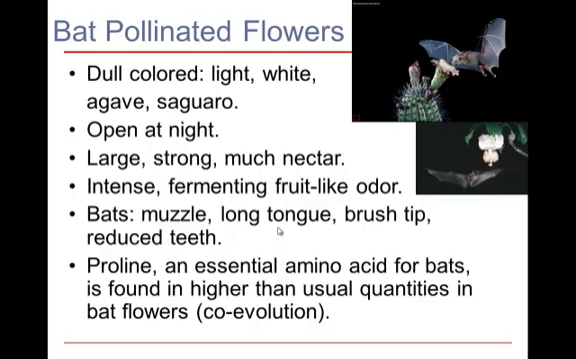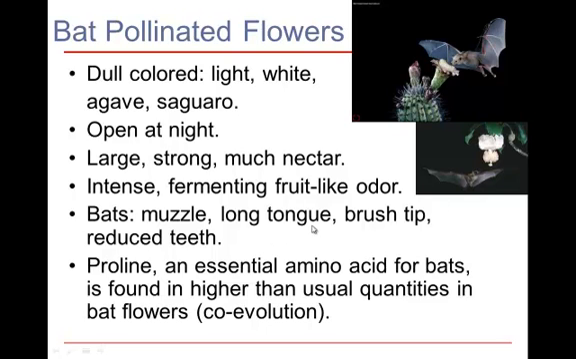The last category of flowers we're going to consider are bat-pollinated flowers. Like moth-pollinated flowers, these are white, and they open at night. They tend to be very large and strong because bats beat around and bump into them, and they produce large amounts of nectar. They have typically an intense, almost fermentation smell that's fruit-like. Bats have a muzzle and long tongue, and so these flowers can be tubular.